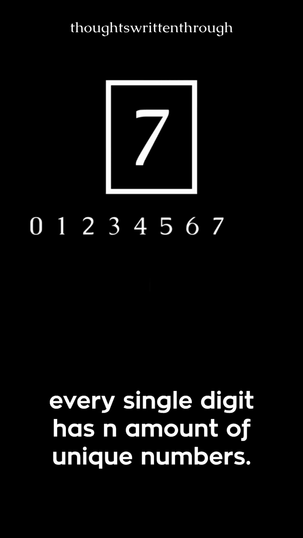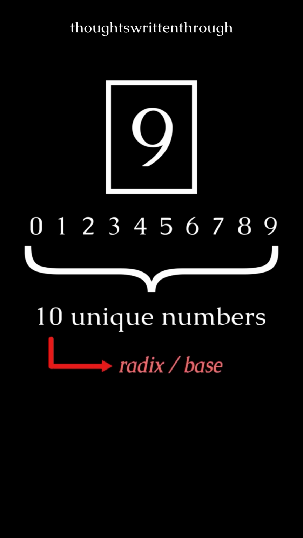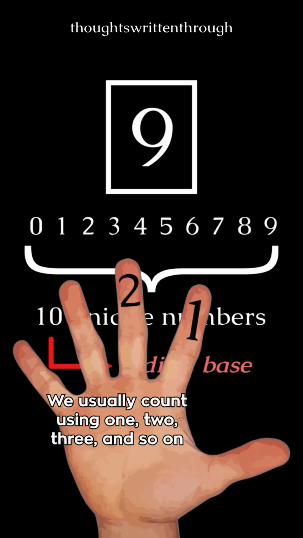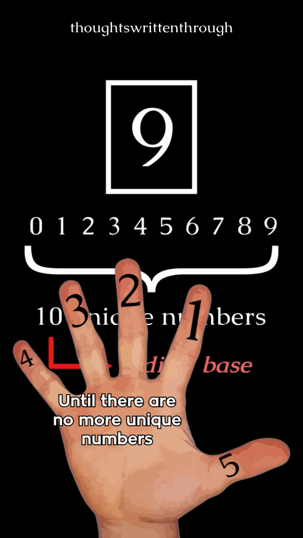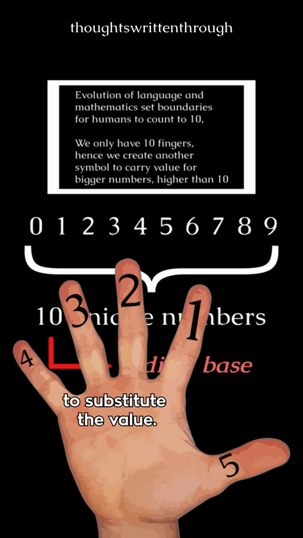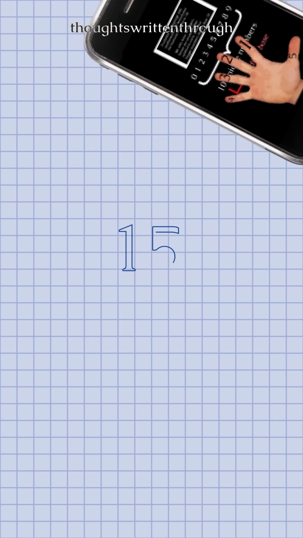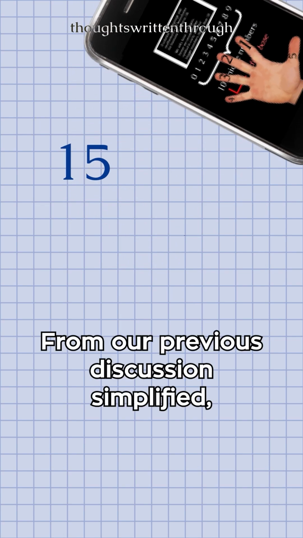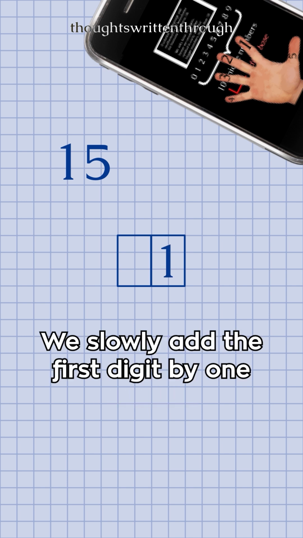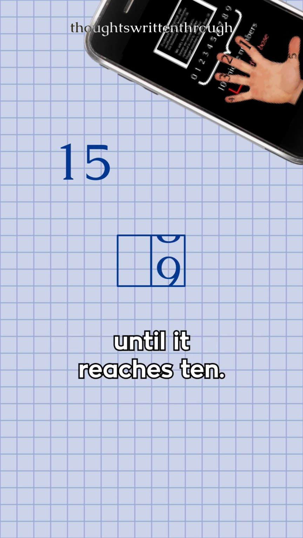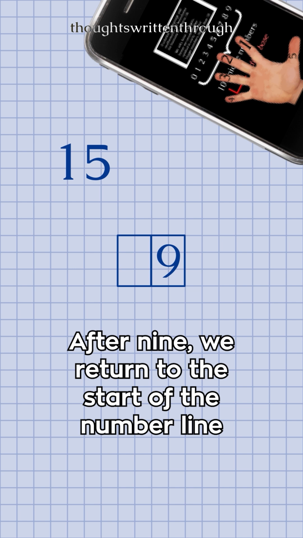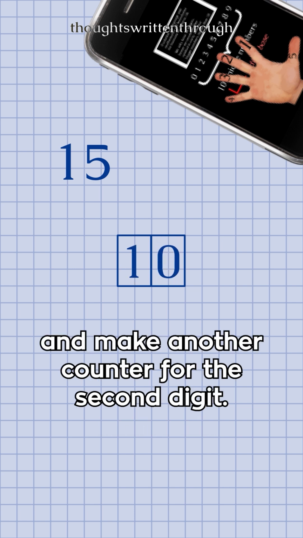To put it simply, every single digit has n amount of unique numbers. That n is the radix, also known as base. We usually count using 1, 2, 3, and so on, until there are no more unique numbers to substitute the value. Take 15 as an example. From our previous discussion simplified, we slowly add the first digit by 1 until it reaches 10. After 9, we return to the start of the number line and make another counter for the second digit.